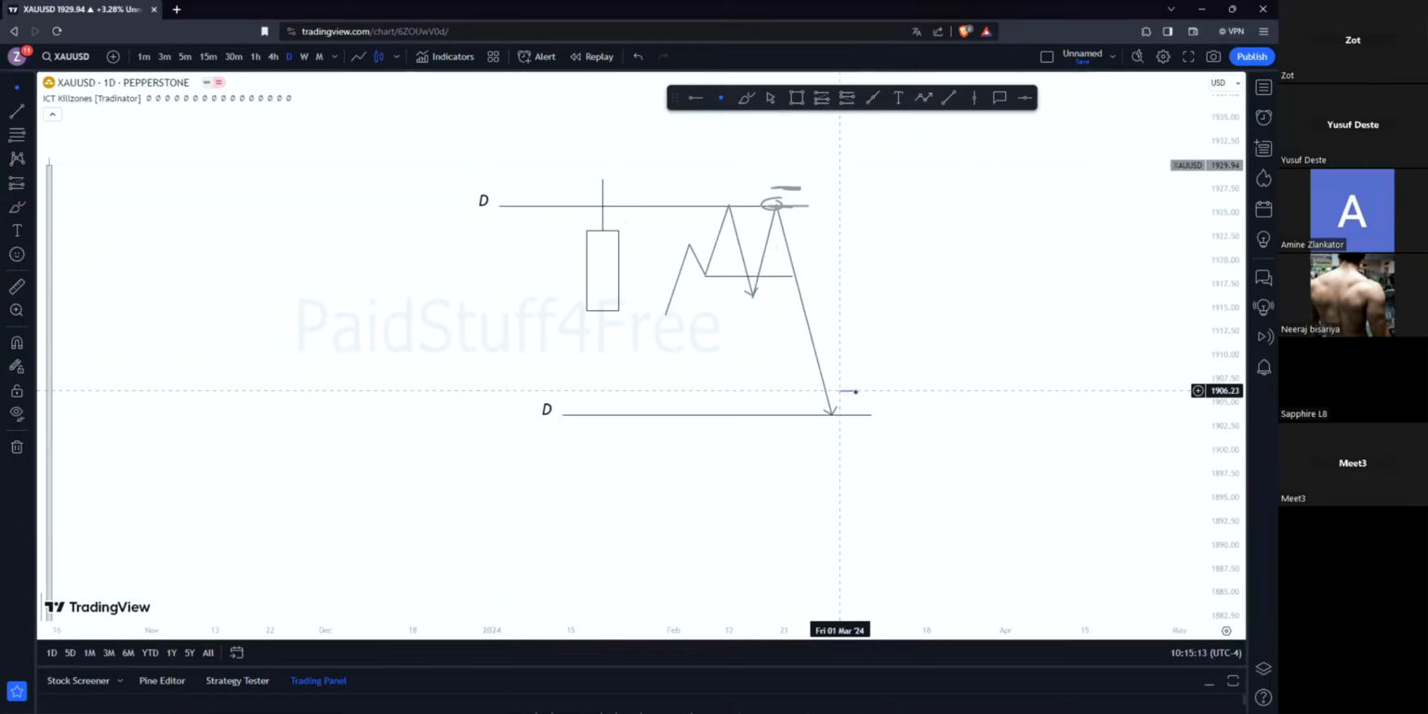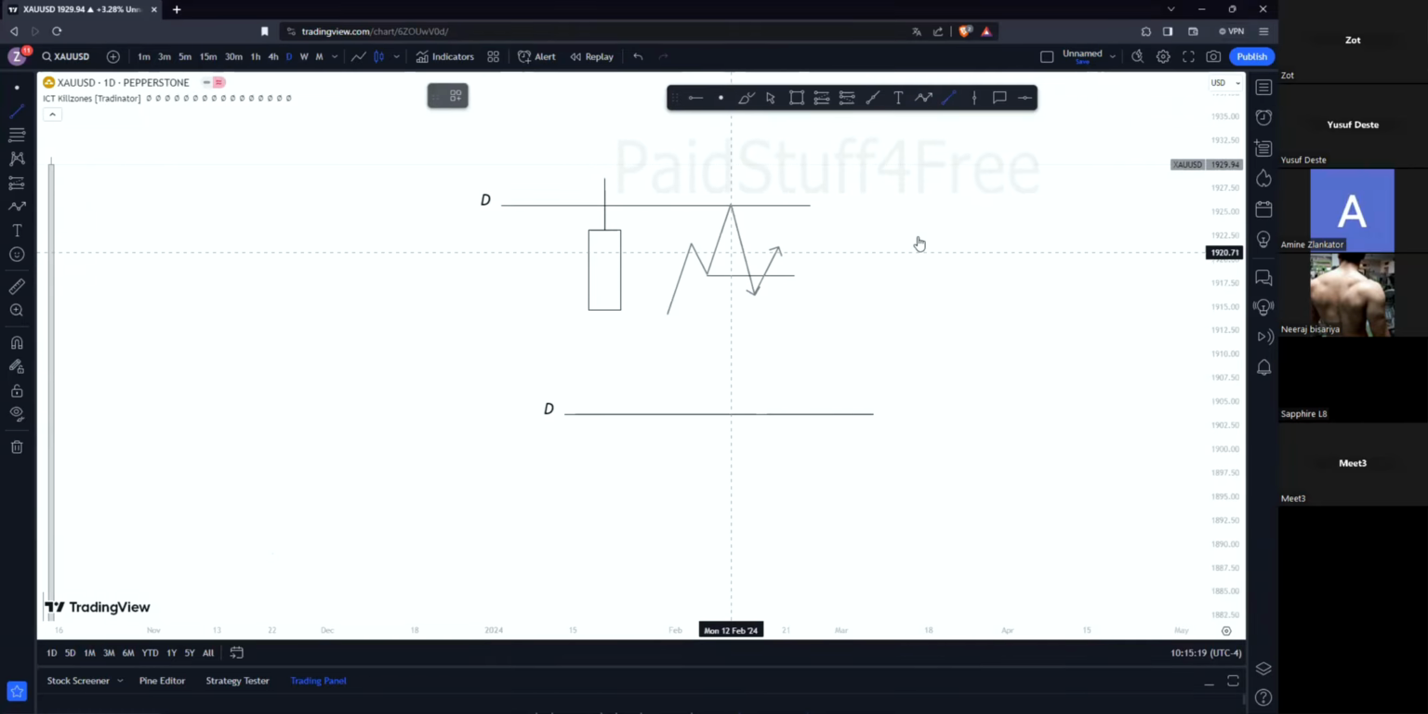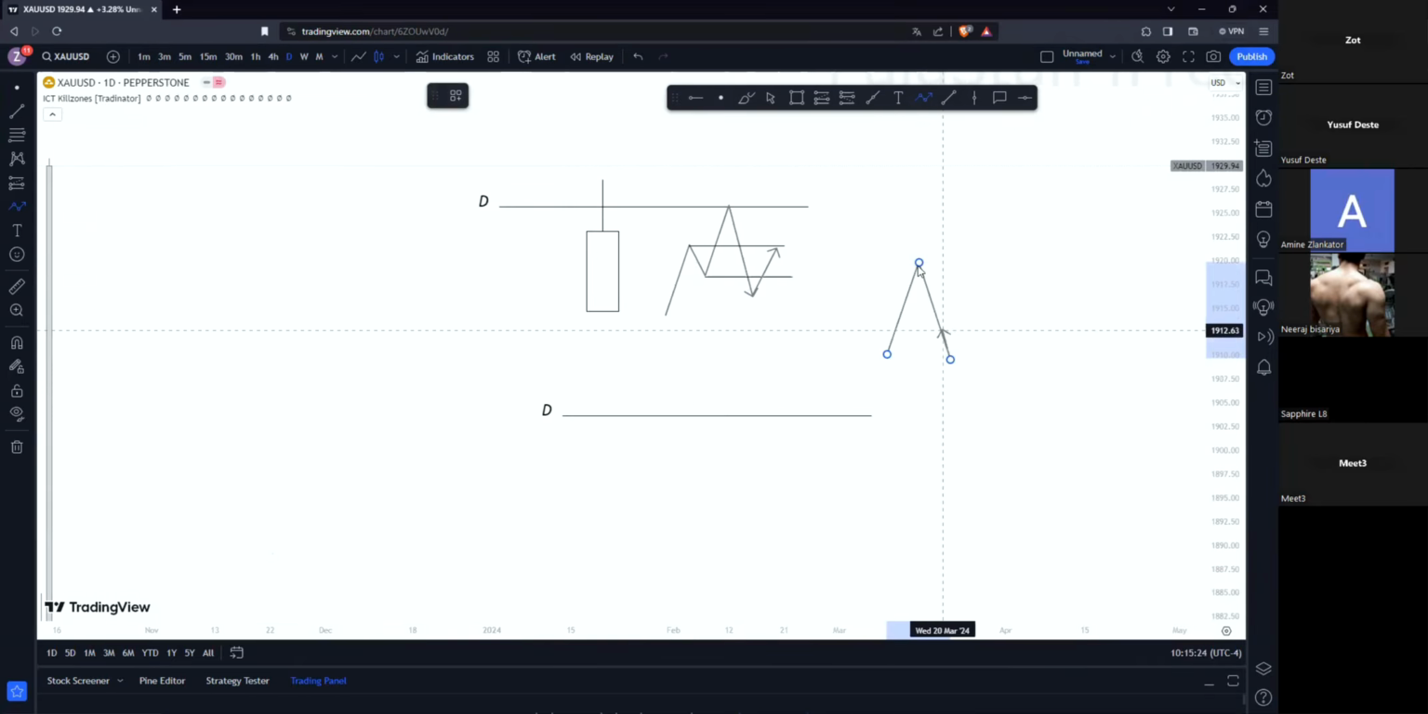Price sometimes might do this, pulls back only to one of these levels. So I taught you about QM, right? A QM is basically you have an A level and then a bigger A level than it. So the first A level becomes a QM, left shoulder. Right, this is a QM. It might pull back to QM and then just go down to the next daily.